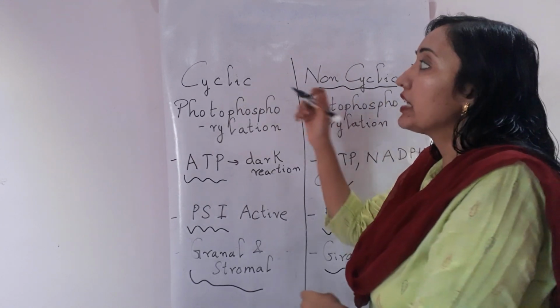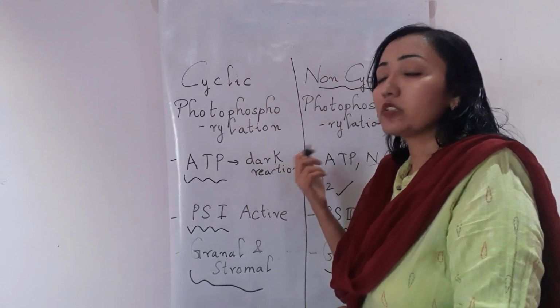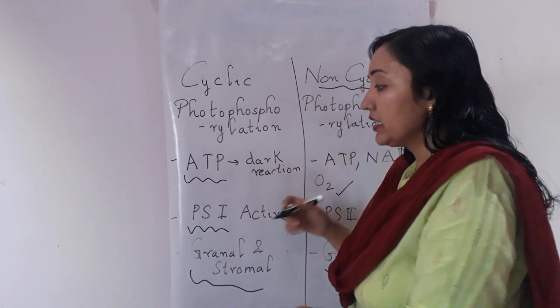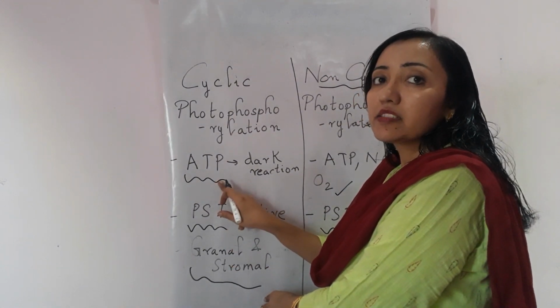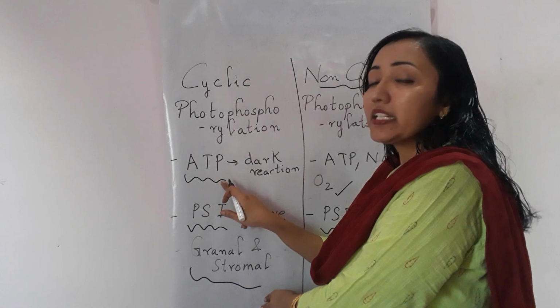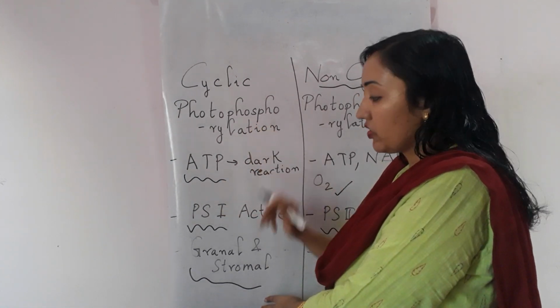Once again we will revise. Cyclic photophosphorylation is the cyclic flow of electrons, and it happens only in photosystem 1, and it generates only ATP. Extra ATP is needed for dark reaction, and it is generated in the cyclic flow of electrons.